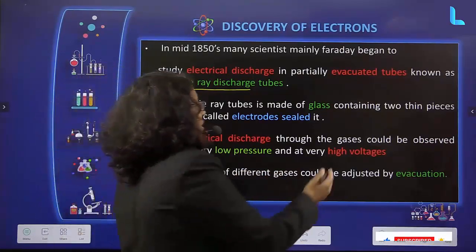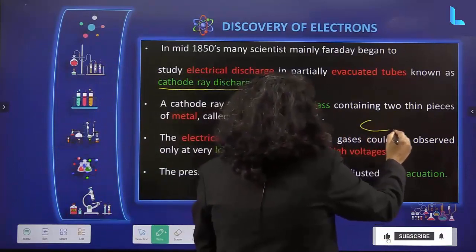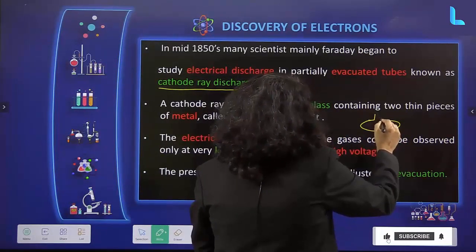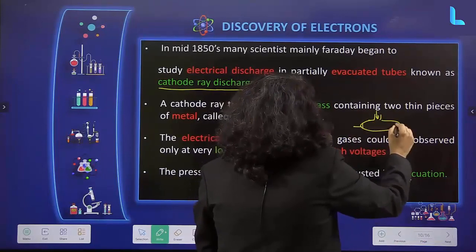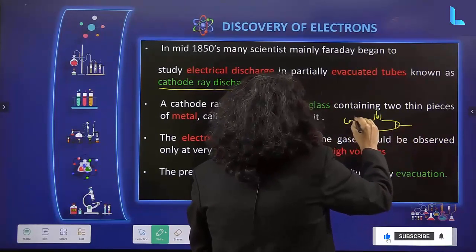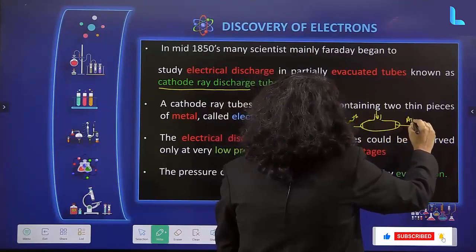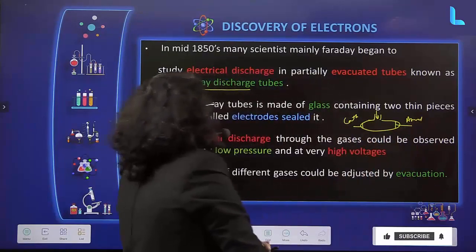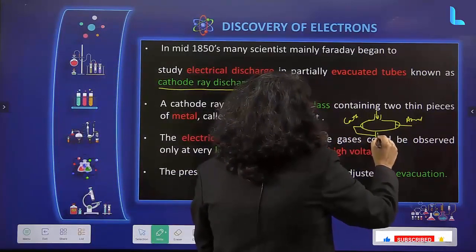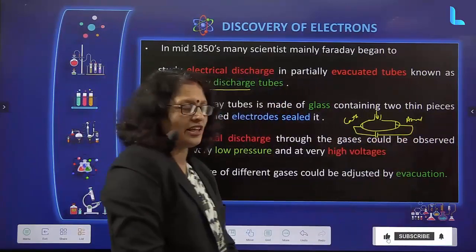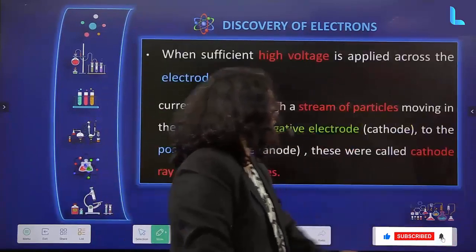So here what we are observing is a glass tube. This tube is called an electrical discharge tube. Here there is the cathode and here there is the anode. These are the metal cathode and anode, and externally they are connected with high voltage. So we are studying the electrical discharge tube here.